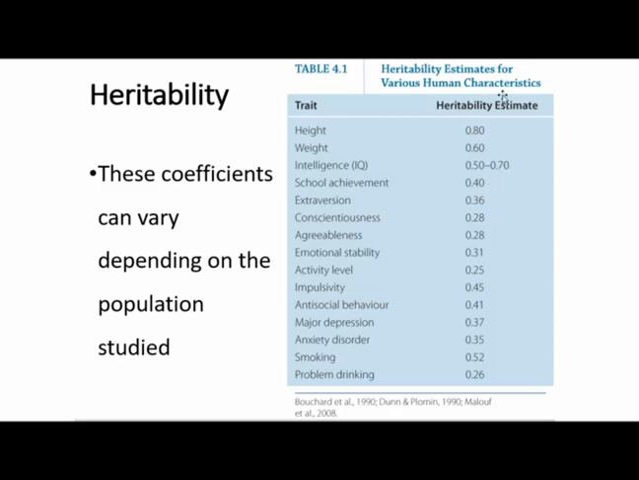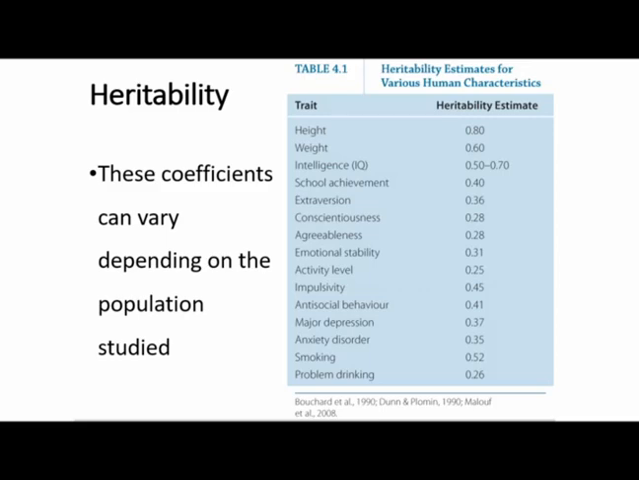Now, at the very top of this chart here, we can look at things like height and weight, some physical traits. And we see that those have fairly high heritability coefficients, so 0.8 and 0.6 respectively. That's telling us that a good chunk of the variation that we see in individuals' height and weight within a population is actually controlled by their genetics. So a lot of the difference between people who are tall and short, and a lot of the difference between people who weigh a lot versus a little, those differences tend to be fairly genetically influenced. And that kind of makes sense.